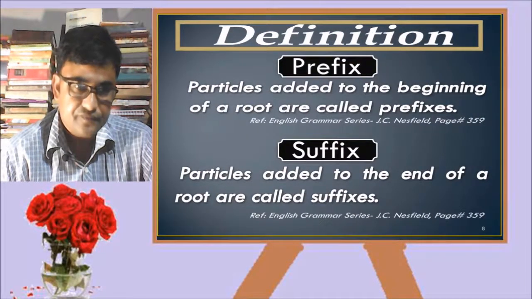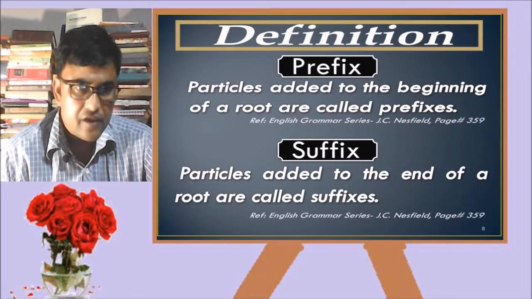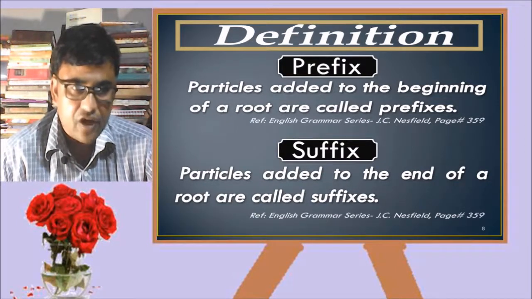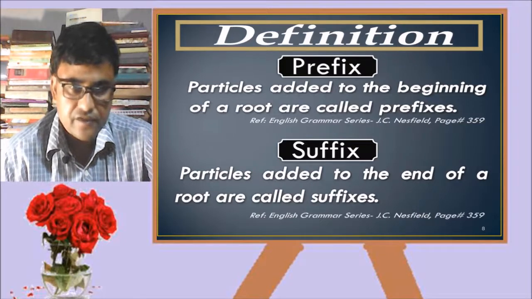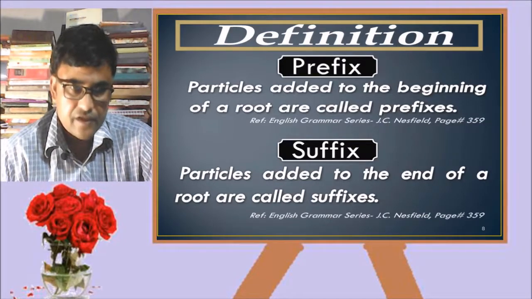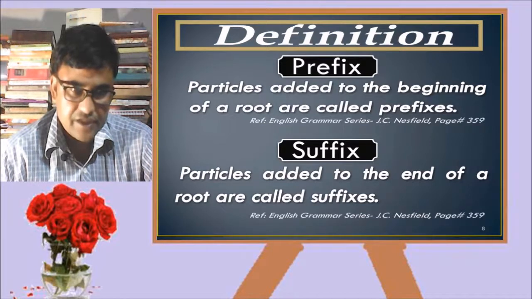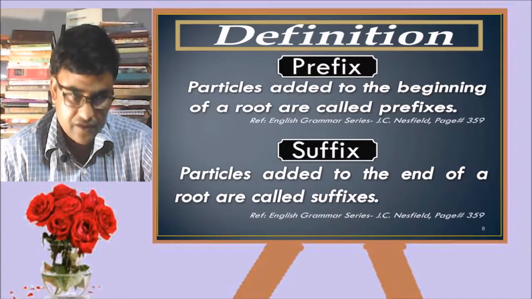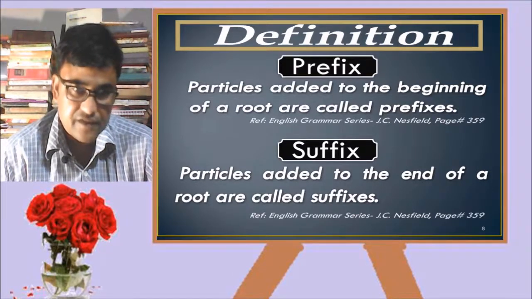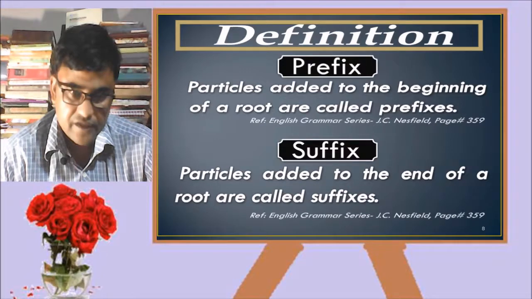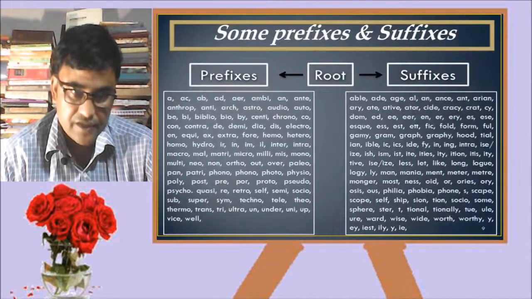Definition. Prefix: particles added to the beginning of a root are called prefixes. Reference, English Grammar Series, Jason Smith, page number 359. Suffixes: particles added to the end of a root are called suffixes. Reference, English Grammar Series, Jason Smith, page number 359. Do you understand? Okay, go to the next slide.